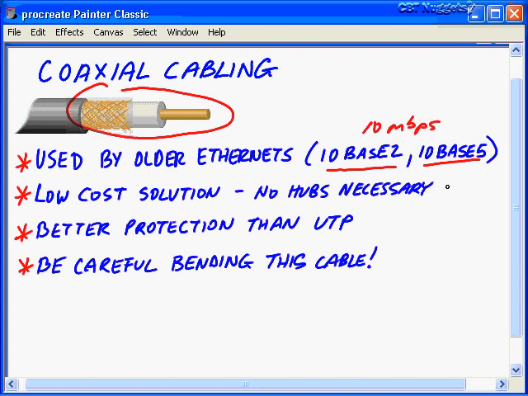Older networks, as I mentioned to you earlier in this series, it's a low-cost solution because you don't even need a hub. You can just tap into the wire itself and create a bus topology that's terminated on both ends of the cable. You do get better protection with coaxial because it has more shielding than an unshielded twisted pair cable, but you've got to be careful when you're laying this cable out, because if you bend it and crimp it, you can actually damage it and make it unusable. So that's older cabling, coaxial cabling. You don't see that used very much anymore in Ethernet deployments.